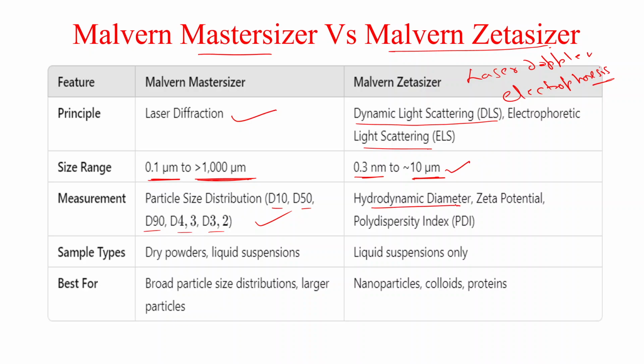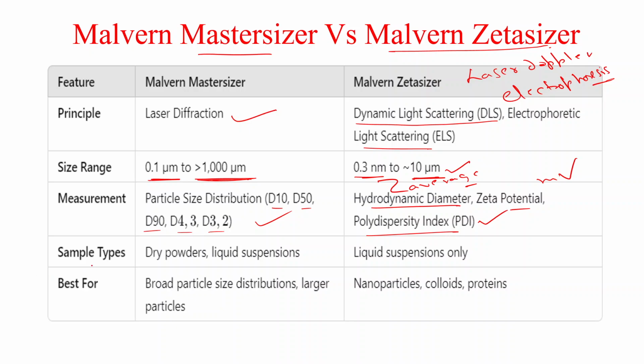One is the hydrodynamic diameter, that is the Z average, which will come. Zeta potential will come, that is in millivolt, and the polydispersity index, which is indicating the uniformity of the particles. So if the PDI is higher, then a more broad size of particles is present in the solution.